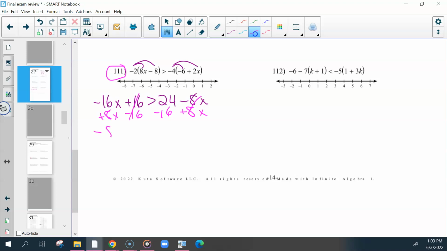This would give us negative 8x is greater than 8. And then divide both sides by negative 8. Our sign could change directions. So this is now x is less than negative 1. That would be an open circle at negative 1 going to the left.